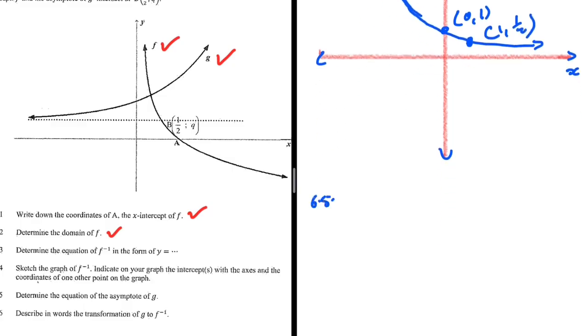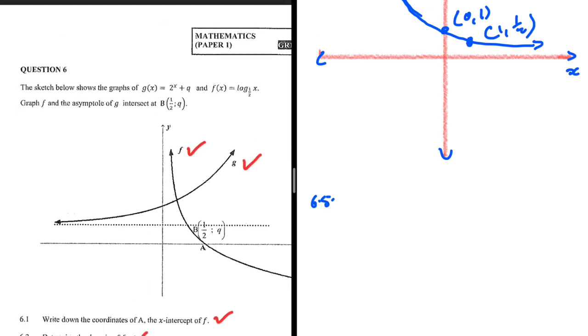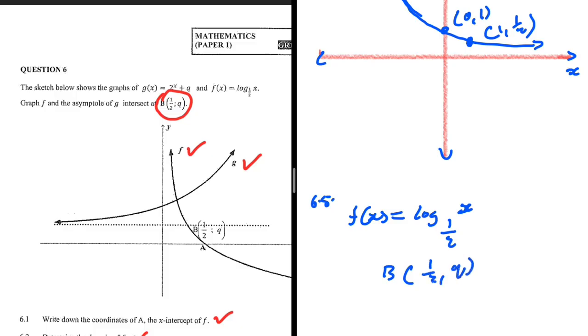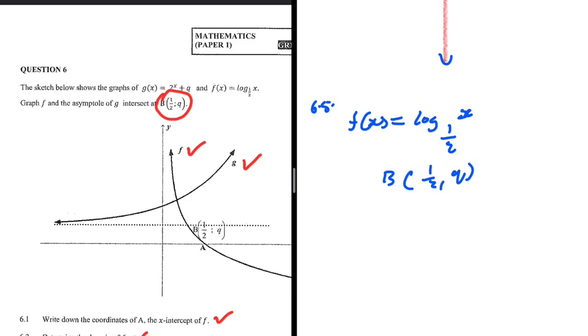6.5, determine the equation of the asymptote of g. Okay, so the graph of g, the graph of f and the asymptote of g intersect at B. So we can use f and the point B to find the asymptote of g. So f of x was and still is log of x with the base of a half. So we want to substitute B's coordinates, a half and q, so that we can find the value of q. In doing that, we get q equals log of a half, the base is a half.